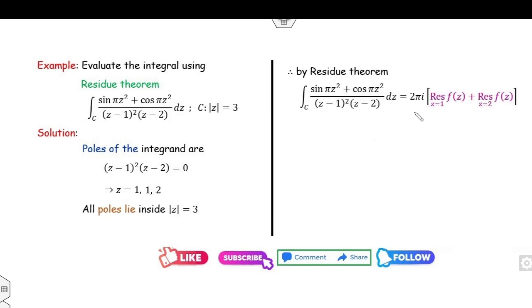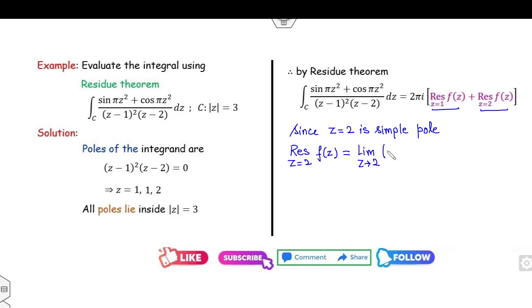Therefore, by the residue theorem, we can find the integration is 2 pi iota times the residue at 1 plus the residue at 2. So we can start firstly with z equal to 2. Since z equal to 2 is a simple pole, the residue at the point 2 of f(z) is defined as limit z approaches 2 of (z minus 2) f(z). I can substitute the value of f(z), and z minus 2 will be cancelled out.